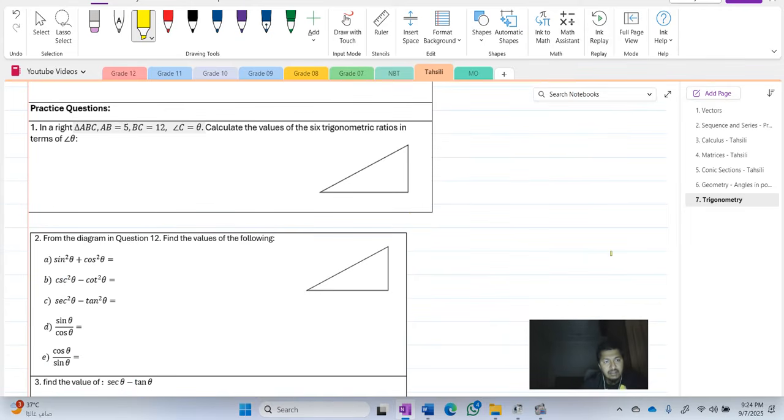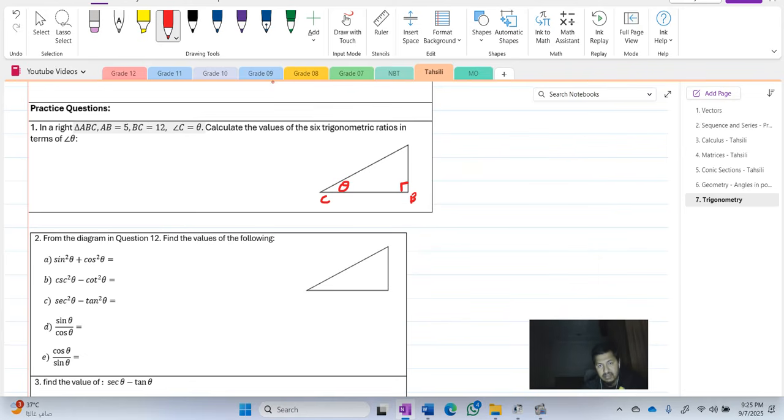So in triangle ABC, AB is equal to 5. So here's a triangle, right? We know AB is equal to 5. Now how do we fill in this triangle? Start with theta. So fill in angle C as theta here. And we know that AB is 5. So this will be BC is 12.